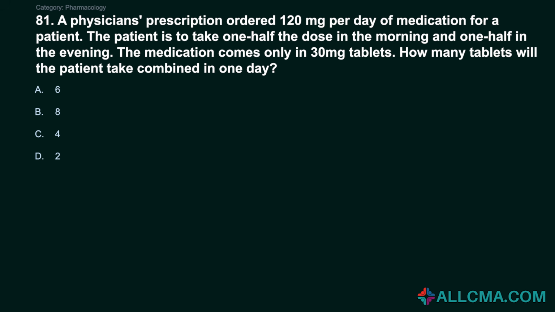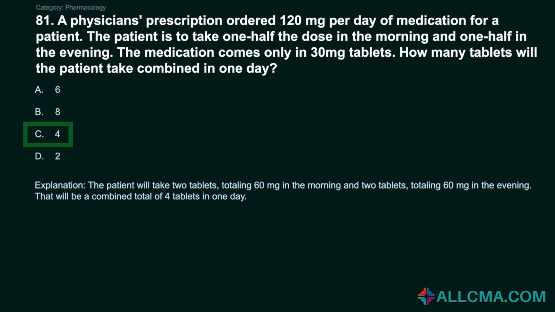81. A physician's prescription ordered 120 mg per day of medication for a patient. The patient is to take 1/2 the dose in the morning and 1/2 in the evening. The medication comes only in 30 mg tablets. How many tablets will the patient take combined in one day? A. 6. B. 8. C. 4. D. 2. Correct answer, C.